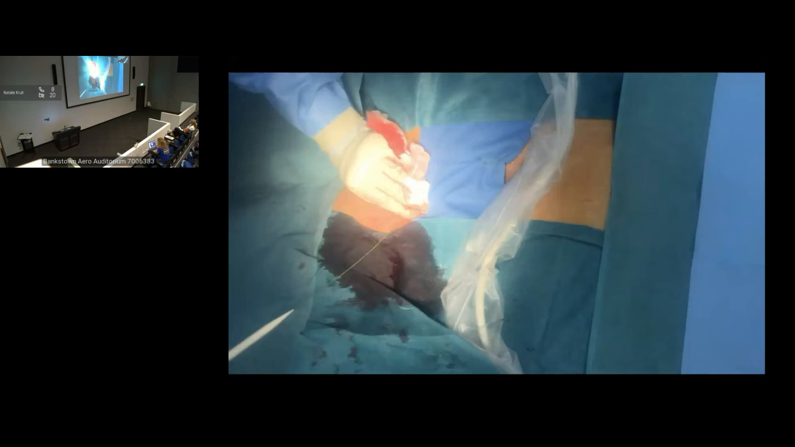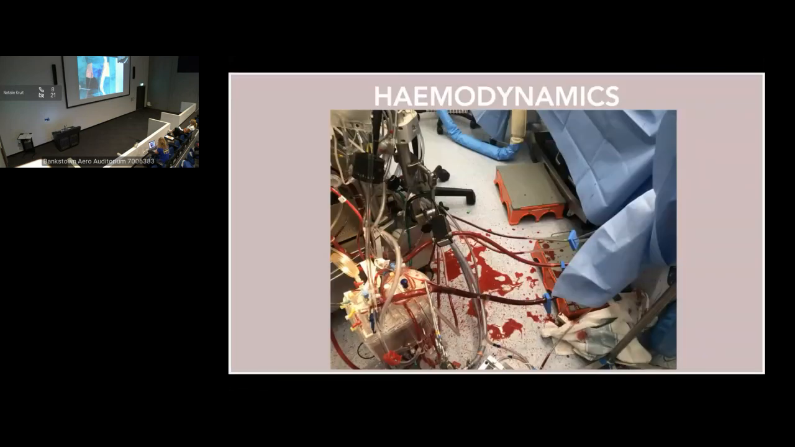Once we're happy that the cannulas are in position, the lines are clamped, then we release those clamps, and dark red blood is drained into the oxygenator, and bright red blood, unfortunately you can't see on the video, is returned to the patient.